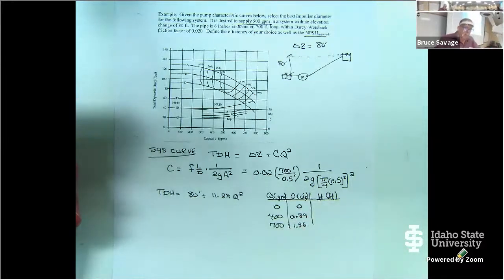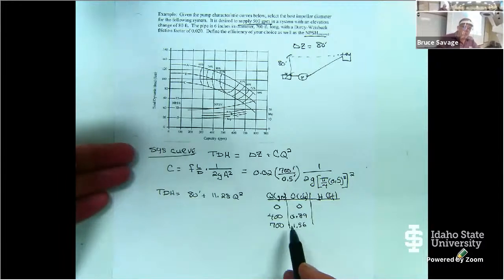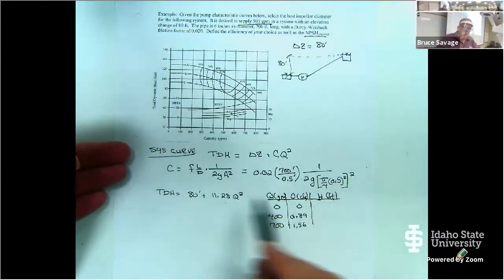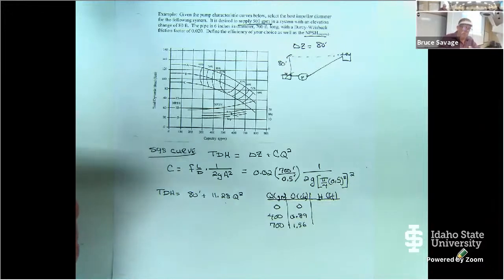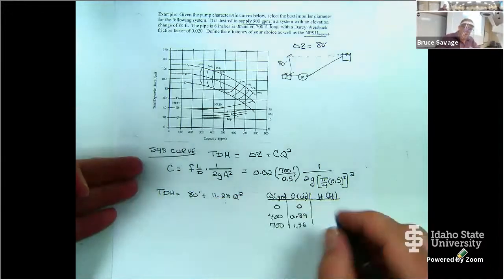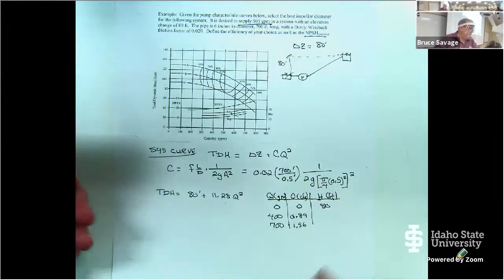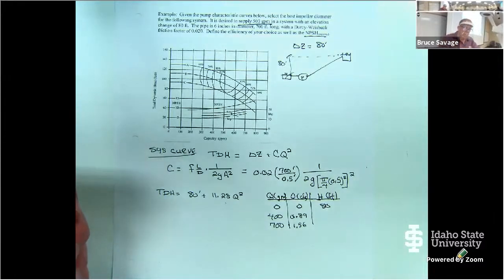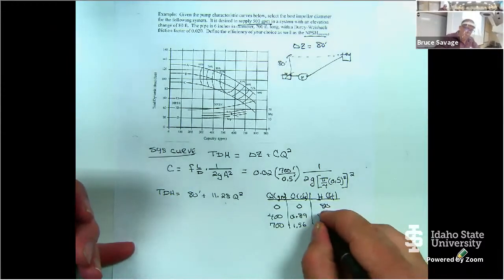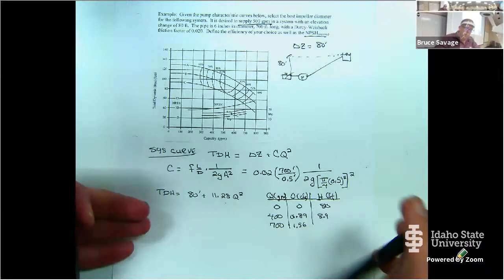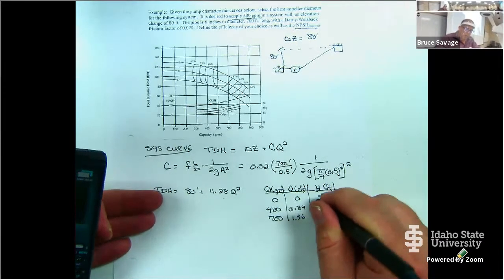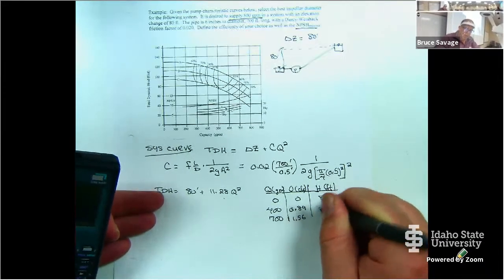All right. Now I can go ahead and put these in my equation to find out what the respective head is going to be. So if I put 0 in there, it obviously is 80. That's my delta Z. Okay. And then 11.28 times 0.89 squared. And then multiply that, and that gives me 8.9 feet. Oh, but then I got to add 80 to it. So we're just going to call this 89 feet.